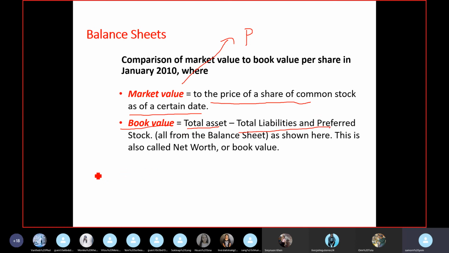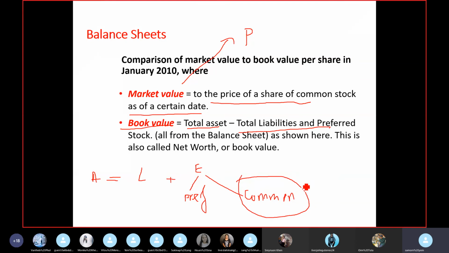Everybody has to note that we talk about the share price, or just the stock price. See in the balance sheet, assets equal liability plus equity. Equity will be divided into preferred stock and common stock. If we talk about the book value, we talk about the common stock.